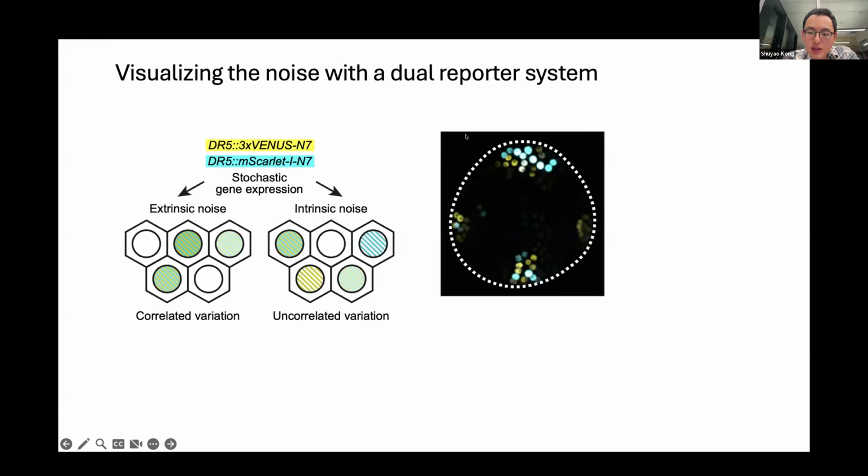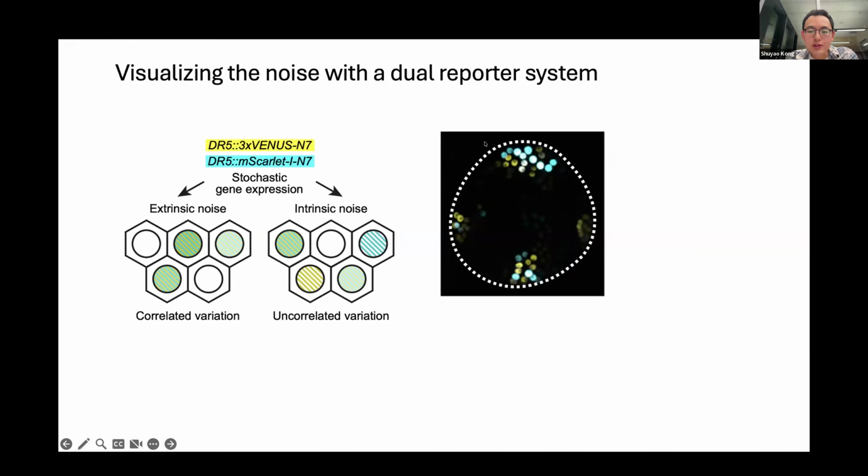So the idea is, if you look at this image, if there's absolutely no molecular noise in the expression of auxin responsive genes, in all the cells of an auxin maxima, there should be an equal amount of Venus signal and mScarlet signal. But that's actually not the case. We found that in some cells, there is more Scarlet signal. In other cells, there is more Venus signal. So the expression level of the two markers, even if they're driven by the same promoter, is actually not equal. And that is what we call stochastic gene expression.